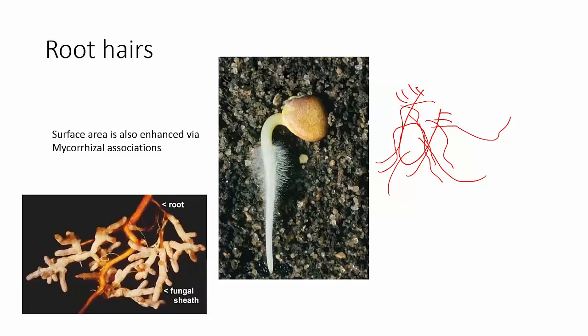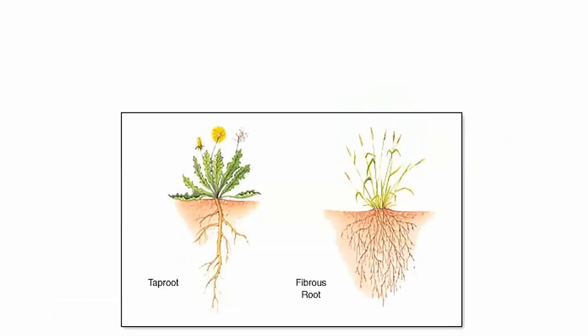soil. The two major kinds of roots that you'll see are tap roots, in which case you have a great big long sturdy root like this with side roots branching off of it.